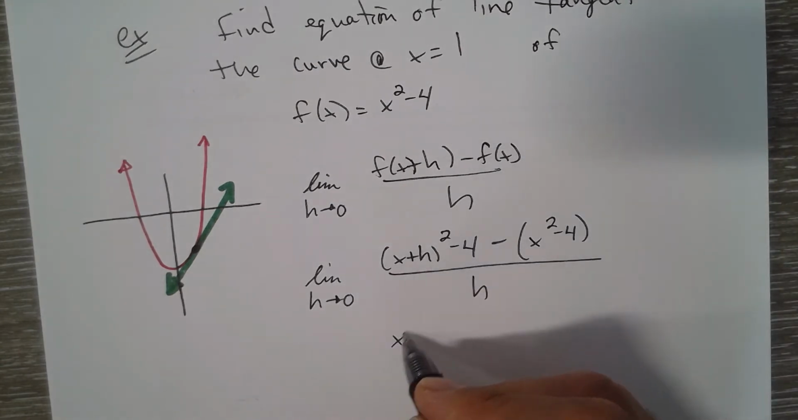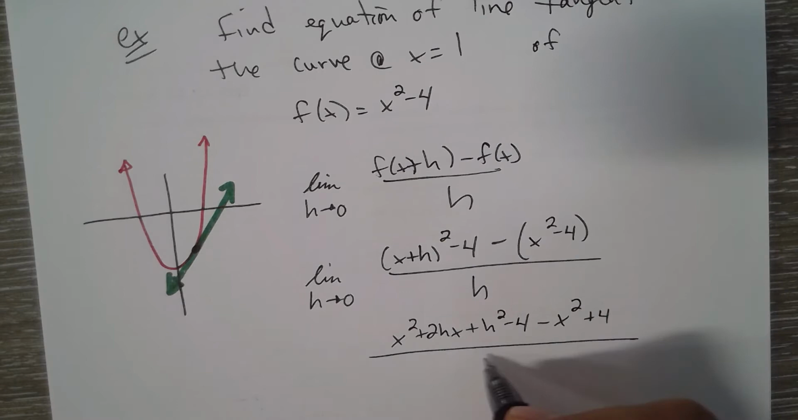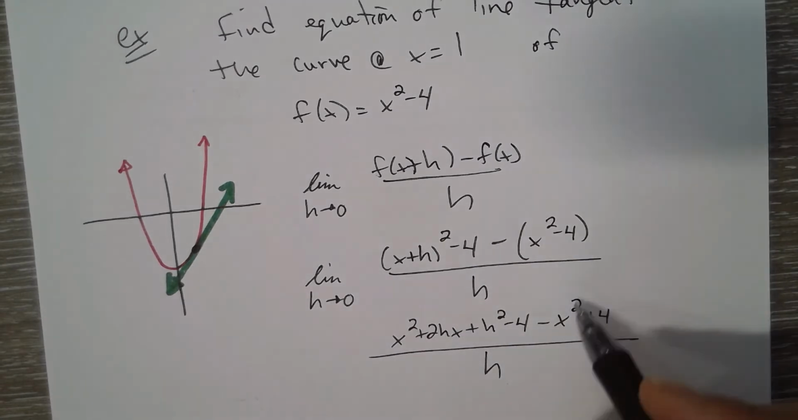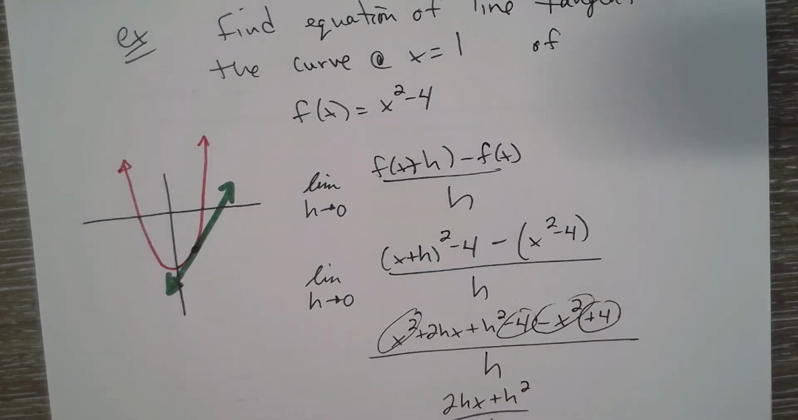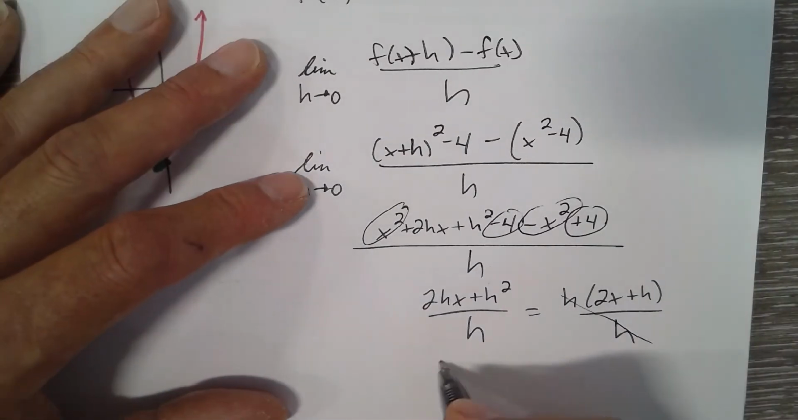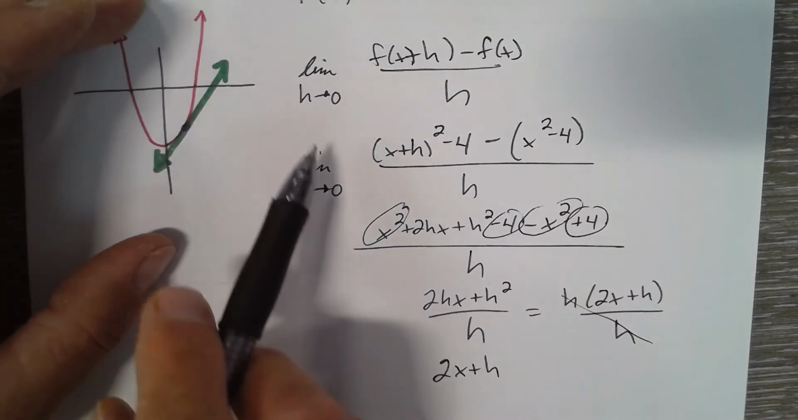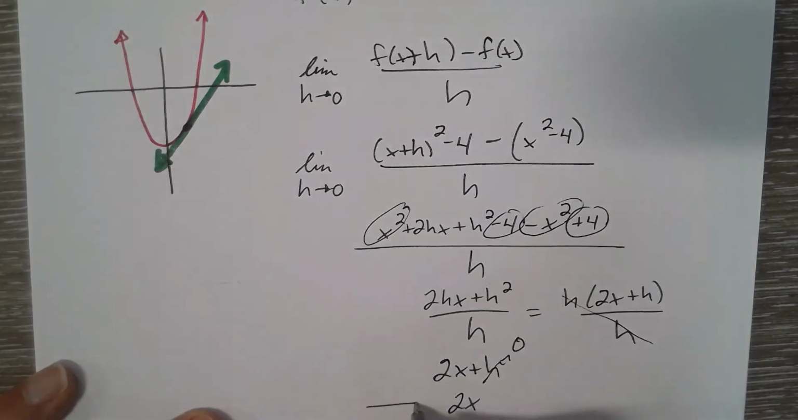So we do some algebra, we FOIL it, distribute, and take the limit as h goes to 0. Some common terms: the x squareds are gone, the minus 4 and plus 4 are gone. So I'm left with 2hx plus h squared over h. I can factor out an h, now I can divide out an h. So I have 2x plus h left. And remember, h is going to 0, so this can go to 0, so I have 2x. Our derivative is 2x.